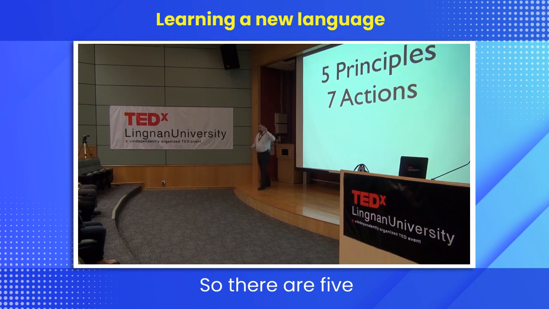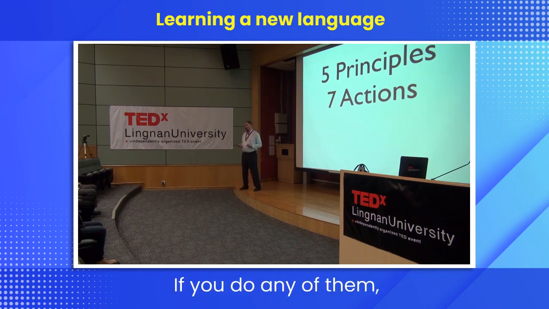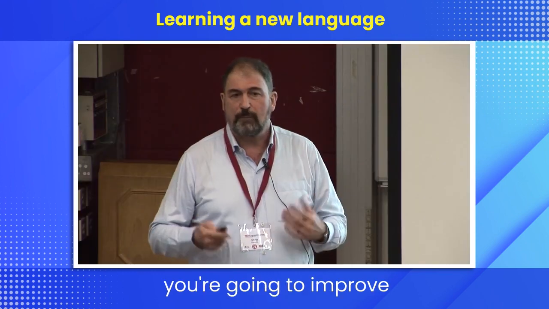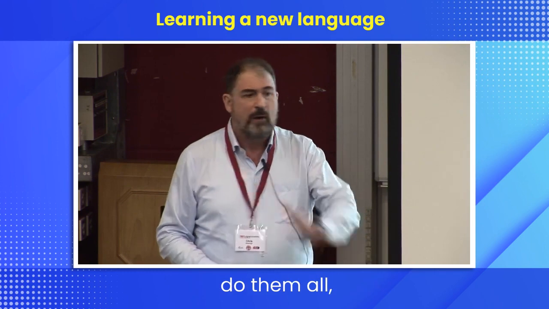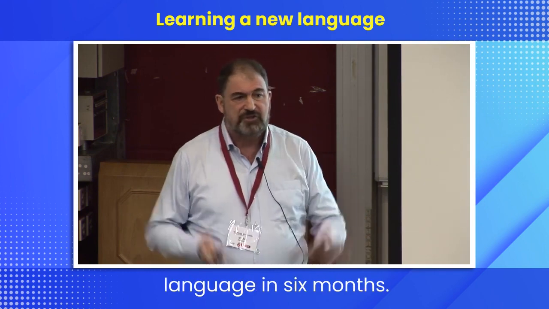So there are 5 principles that you need to work with, 7 actions. If you do any of them, you're going to improve. And remember, these are things under your control as the learner. Do them all. You're going to be fluent in the second language in 6 months.